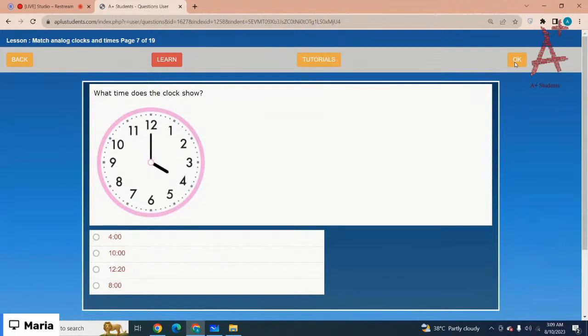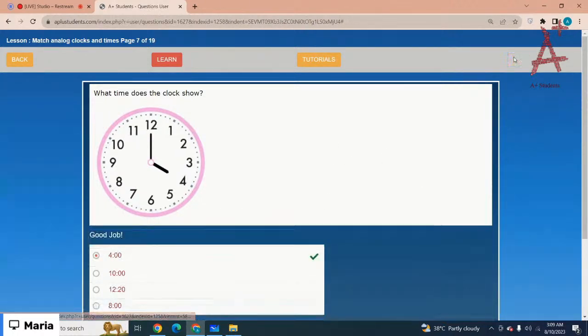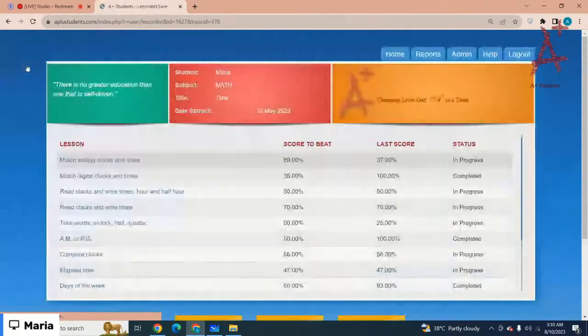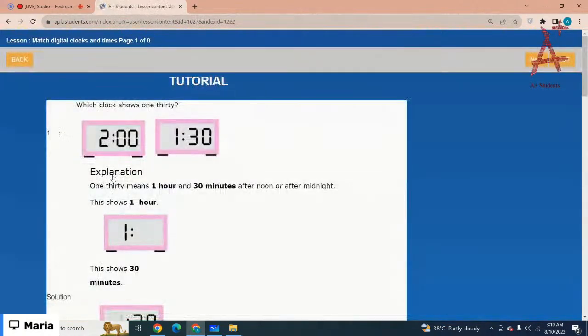Yes, it is just 4, right? Okay, you can complete the lesson by yourself later today. Let me just move on to the next lesson. And the next lesson is match digital clocks and time, right? Now we're going to learn how we match and look at the time on the digital clocks, right? So let's just start with the first lesson.